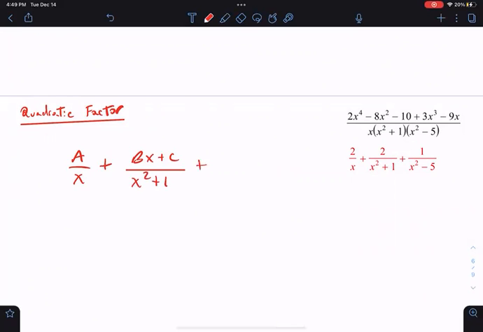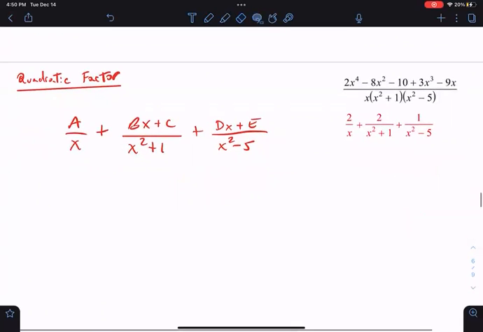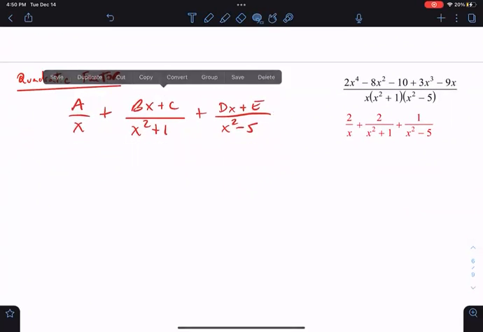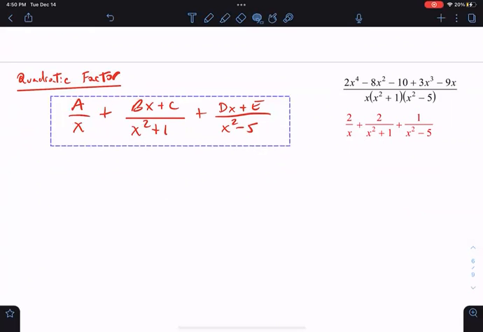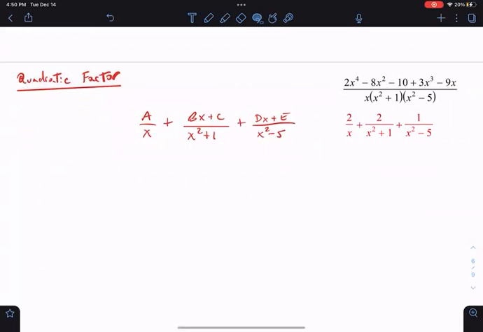And then the other one is dx plus e. It should be equal to x squared minus 5. Because this is quadratic, this one must be linear. If this is quadratic, this must be linear. If this is linear, a constant should be here. Okay? So make sure that you remember that. Okay, now let's solve this thing, right? Not big deal now. So we need to set this equal to the fraction, right?